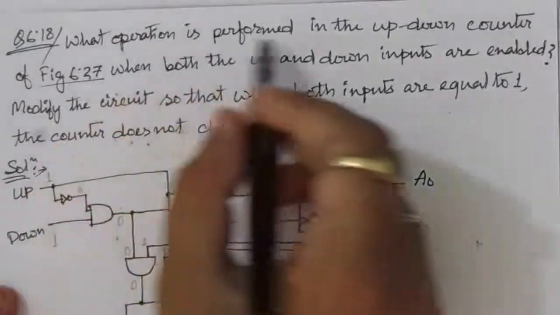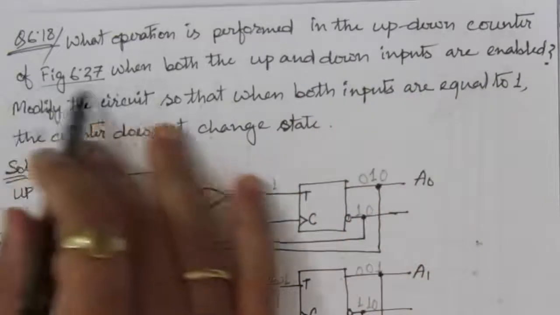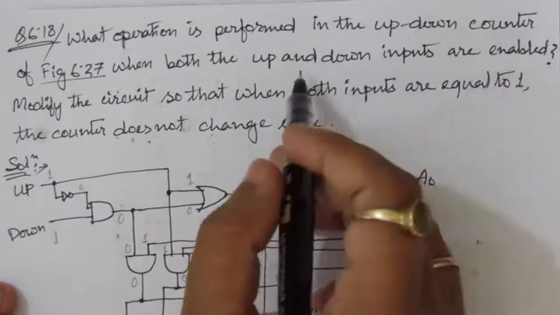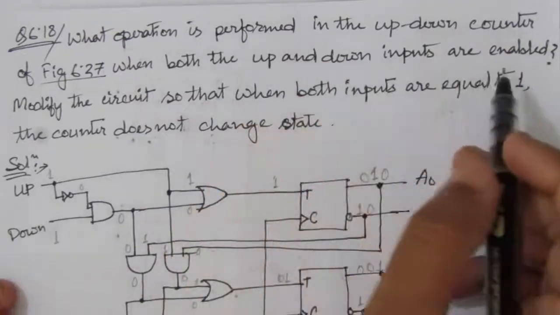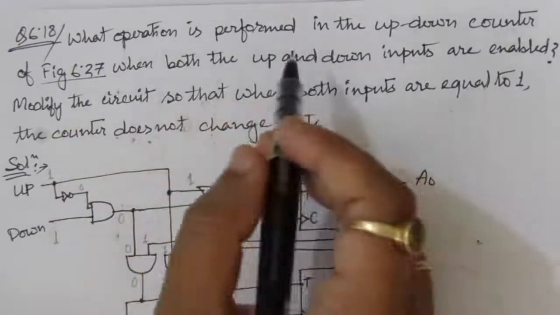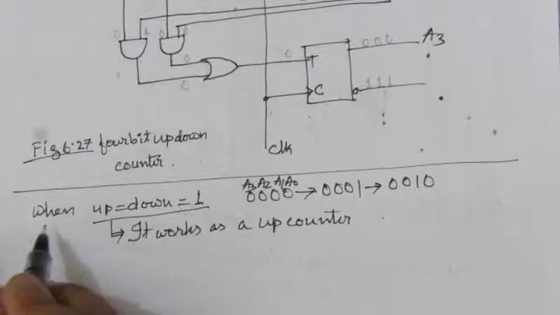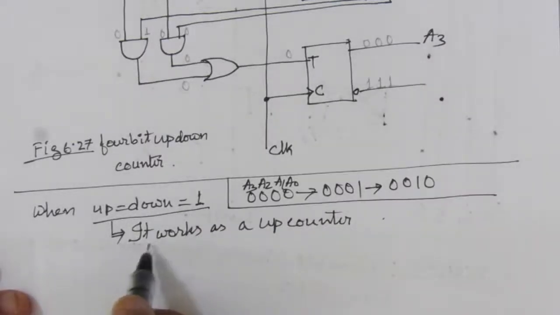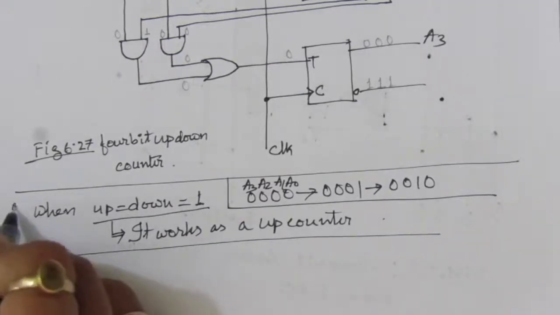So for the first problem, we have got the solution. What is the operation performed by the up-down counter of figure 6.27 when both the up and down inputs are enabled? Whenever both the up and down inputs are 1 and 1, the circuit operates as an up counter. So we have got the solution of the first part.